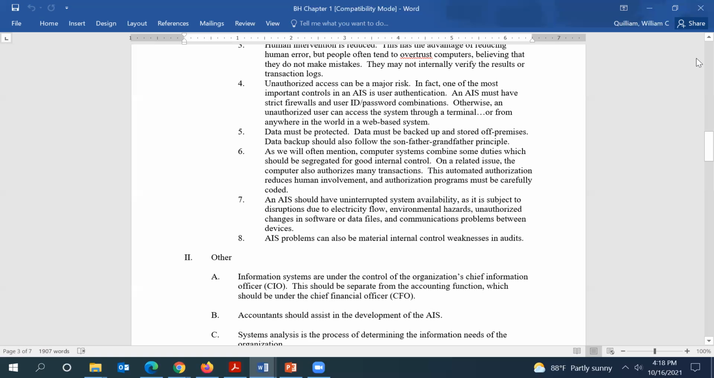Well, number 4, unauthorized access. That can be a major risk too. In fact, one of the most important controls in AIS is user authentication. Just like us, if we're using electronic banking or some other application or the internet. An AIS must have strict firewalls, separate information, and user identification and password combinations. Otherwise, an unauthorized user can access the system through a terminal or from anywhere in the world in a web-based system, like from Russia.